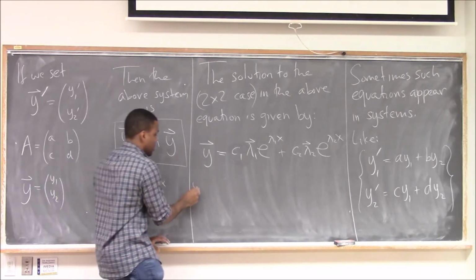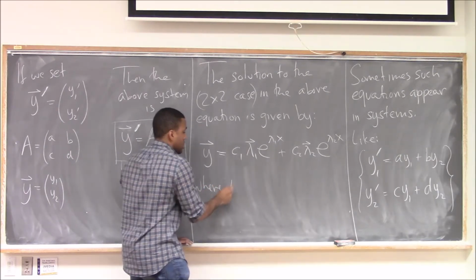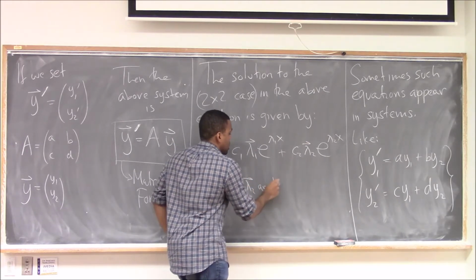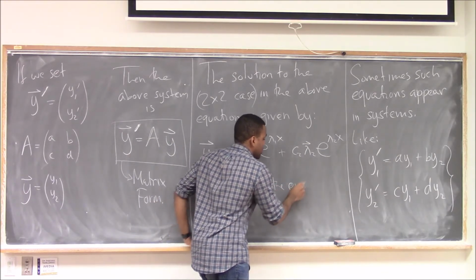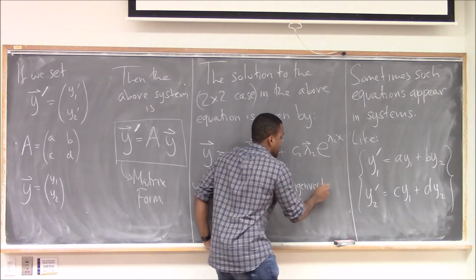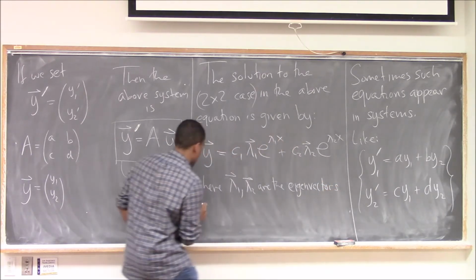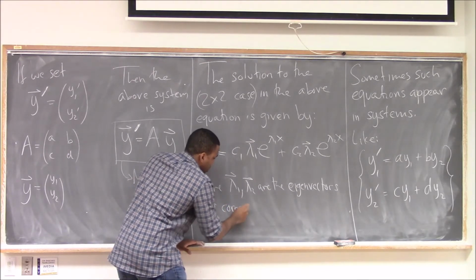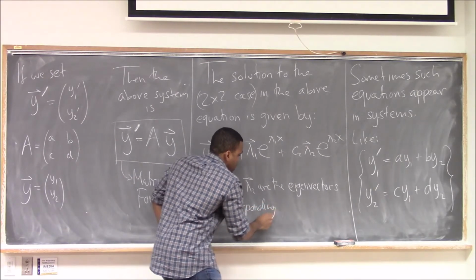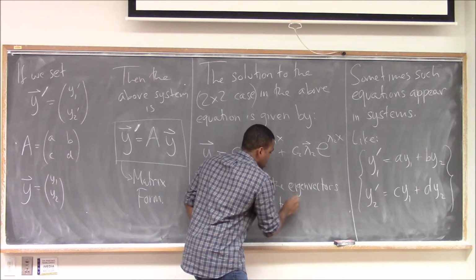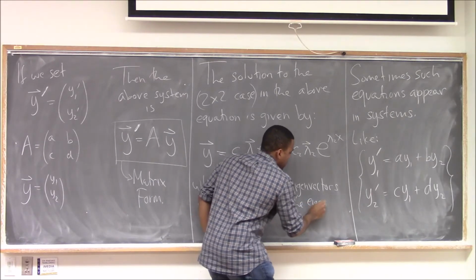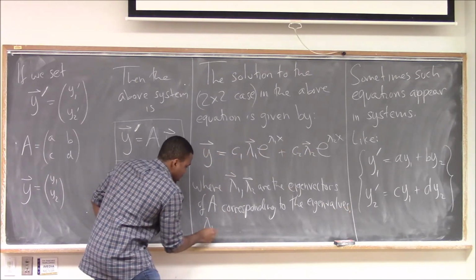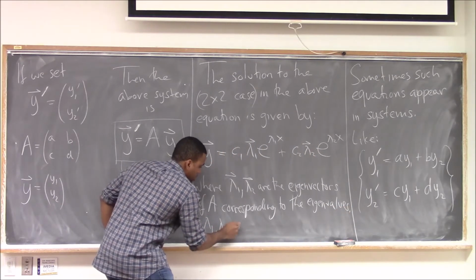where lambda 1, lambda 2 are the eigenvectors of A corresponding to the eigenvalues lambda 1, lambda 2 respectively.